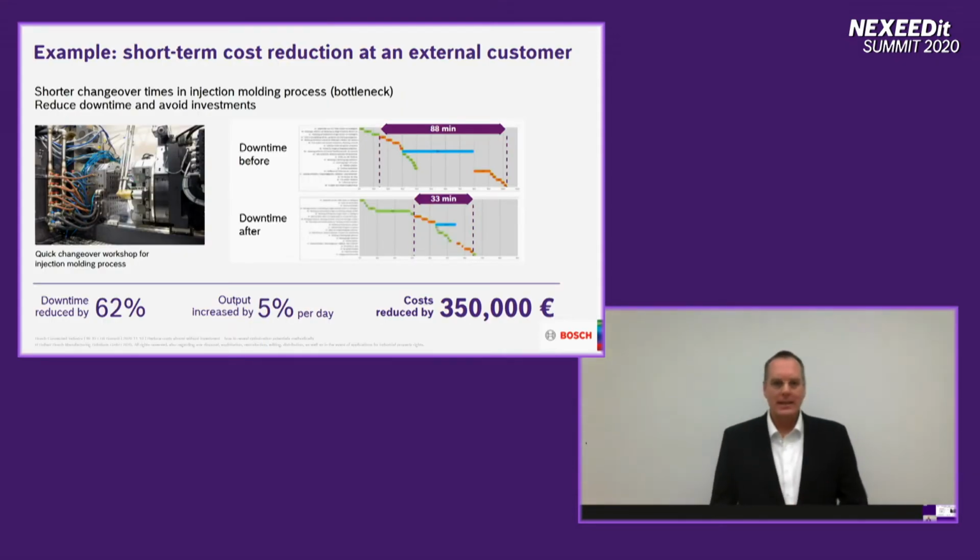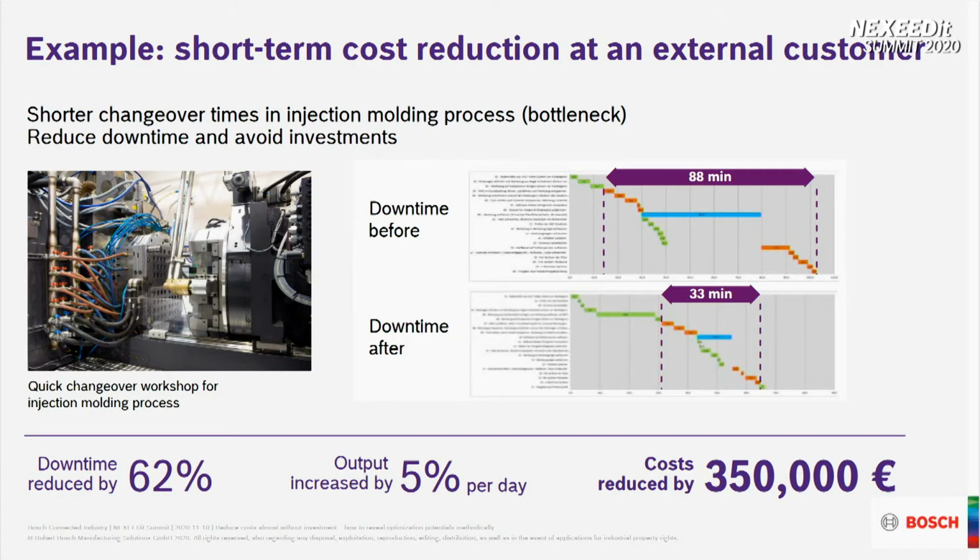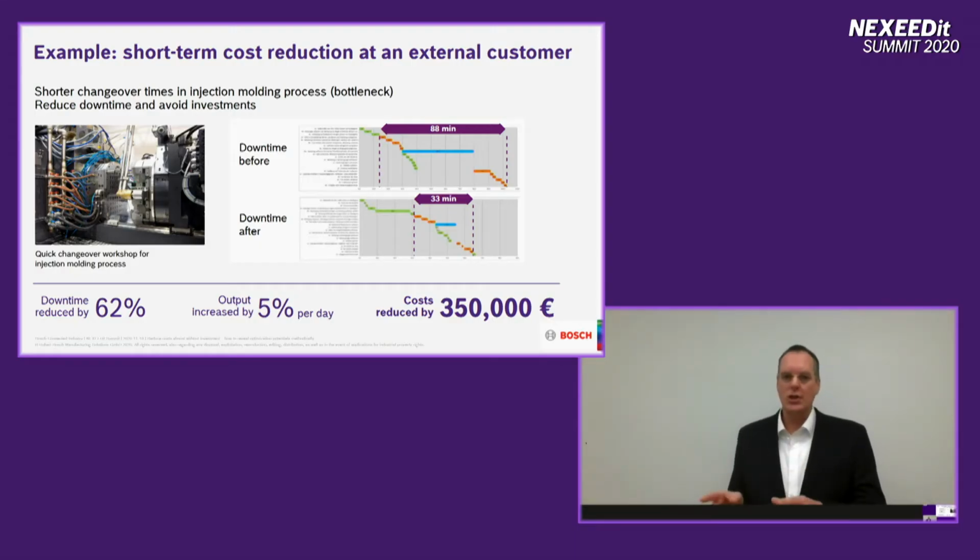To give you one or two examples now, here you can see a process where we have a machine with very long changeover times. We identified through our four-step approach that this is a bottleneck machine. The changeover time was more than 88 minutes of downtime. We parallelized a lot of process steps, and we also eliminated a lot of process steps. But one important step was the heating of the tooling in the machine itself. That takes a long time. So we reduced it by warming up the tool before the changeover.